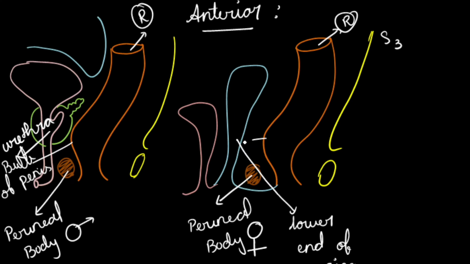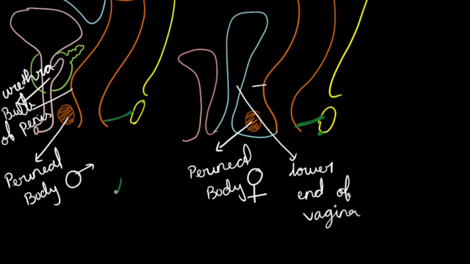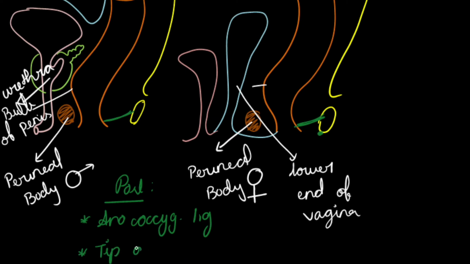And the posterior aspect is the same in both males and females. Here we have the anococcygeal ligament, and in the posterior relation we can see the tip of the coccyx. So posteriorly we have to remember two relations: one is the anococcygeal ligament and the second is the tip of the coccyx. So this is all regarding the anterior and posterior relations.